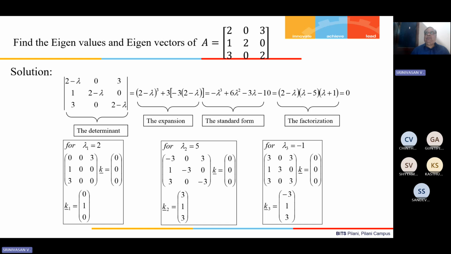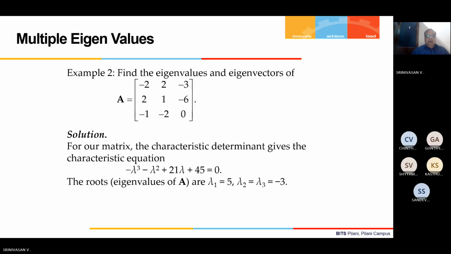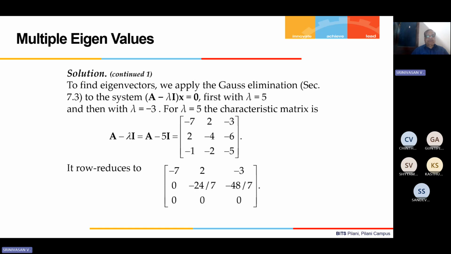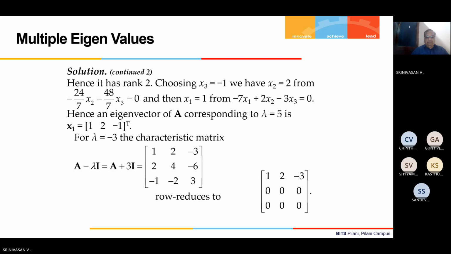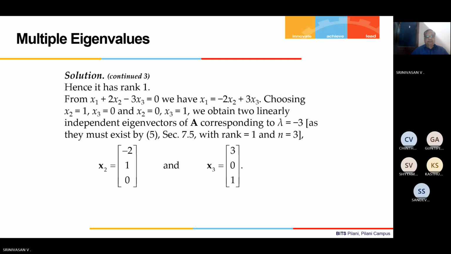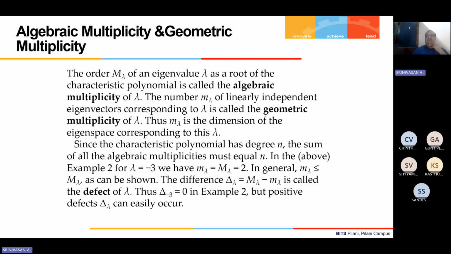Okay, a similar problem. Then find the eigenvalues and eigenvectors of a similar problem. Then this is algebraic multiplicity and geometric multiplicity. What do you mean by this?